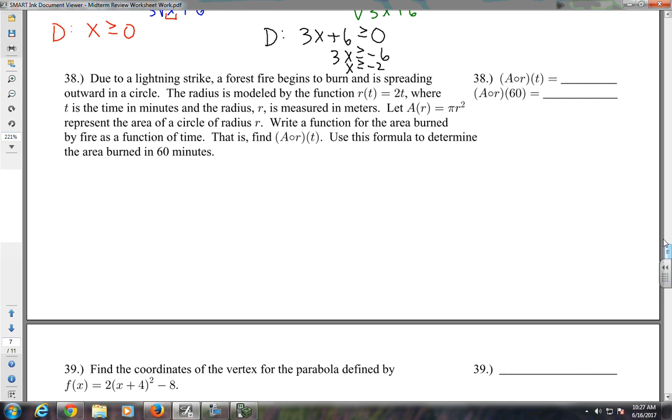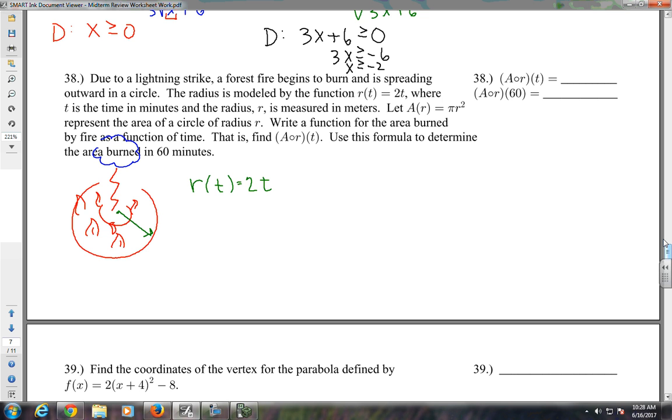38 says, due to a lightning strike, a forest fire begins to burn and is spreading outward in a circle. So you've got a lightning strike that hits, your fire begins to spread, and as time goes on, it spreads out further and further and further. Okay? Here's my rain cloud so you can get a visual. So the radius of this circle is expanding. Okay? The radius is modeled by the function r of t equals 2t.